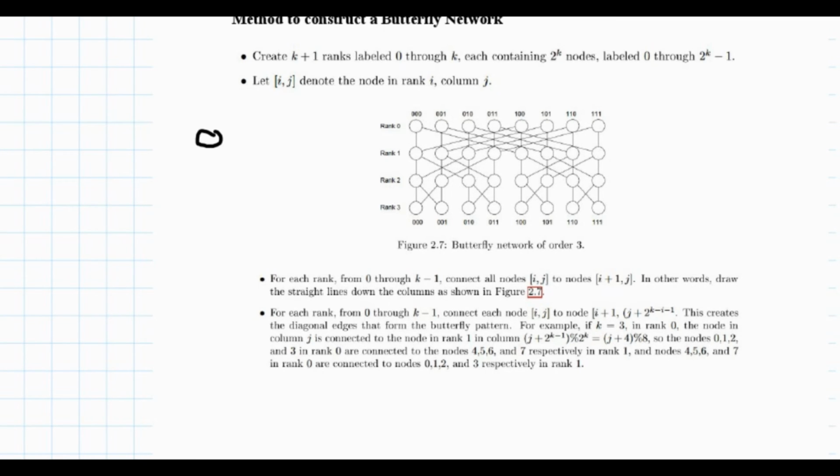and connect all nodes ij. So node 0 column 0 should be connected to node i plus 1, that means 0 plus 1, j, which is 0. In this example, you can see that node 0 0 has been connected to node 1 0. Let me do this for another node.